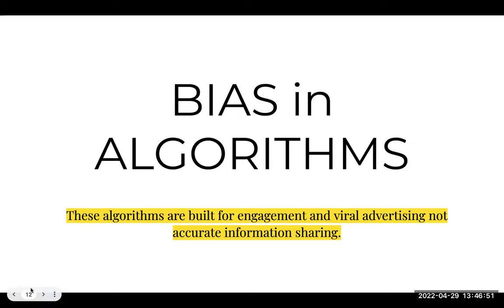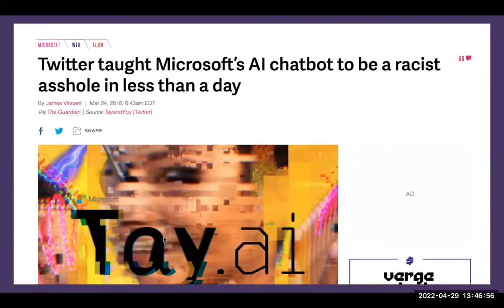These algorithms, particularly search engine and recommendation system algorithms, are built for engagement and viral advertising, not necessarily accurate information sharing. Some additional examples I like to give students: the first one is Tay tweets. If anyone's familiar with Tay, this was a 16-year-old girl chatbot that Microsoft created in 2016. As Dr. Sweeney talked about earlier in her presentation, the choice to make a 16-year-old girl on the internet is an interesting one, and obviously shows there were some blind spots from the programmers when creating this.